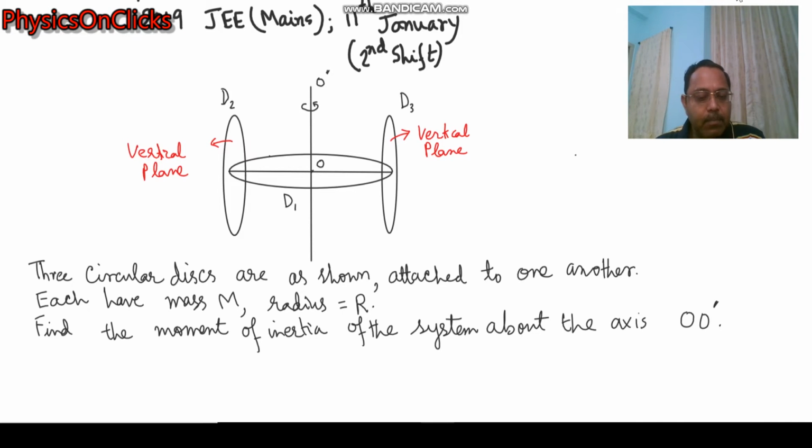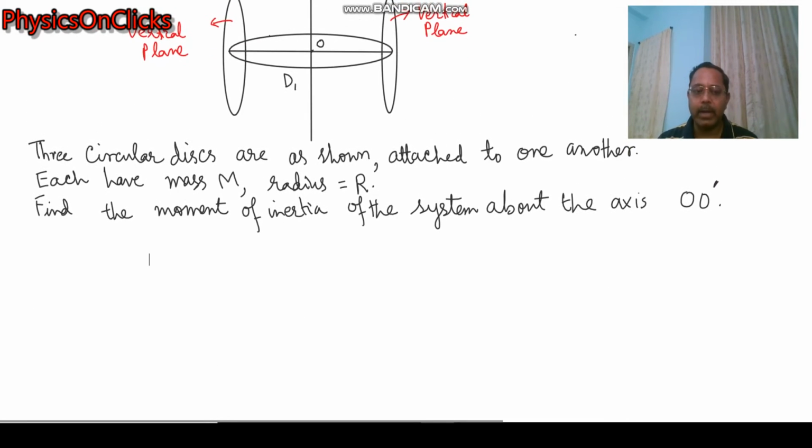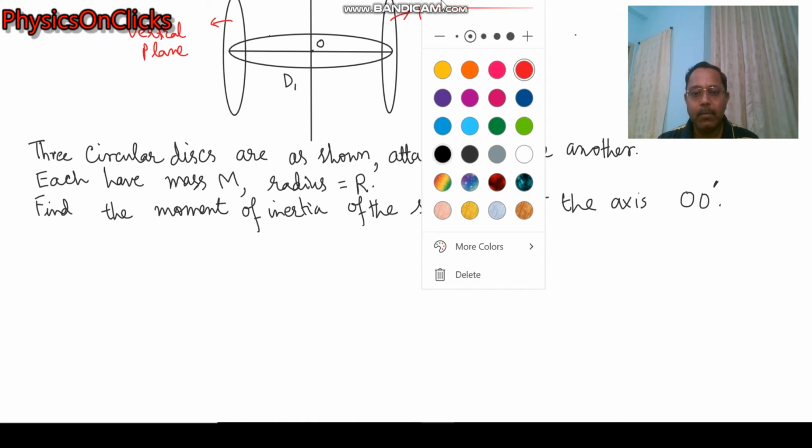So each have a mass m, radius r. Our job is to find out the moment of inertia of the system about the axis O, O dash. Now let's try. See, we are ready with the moment of inertia of a disk about its own axis. So the formula is known to everybody.